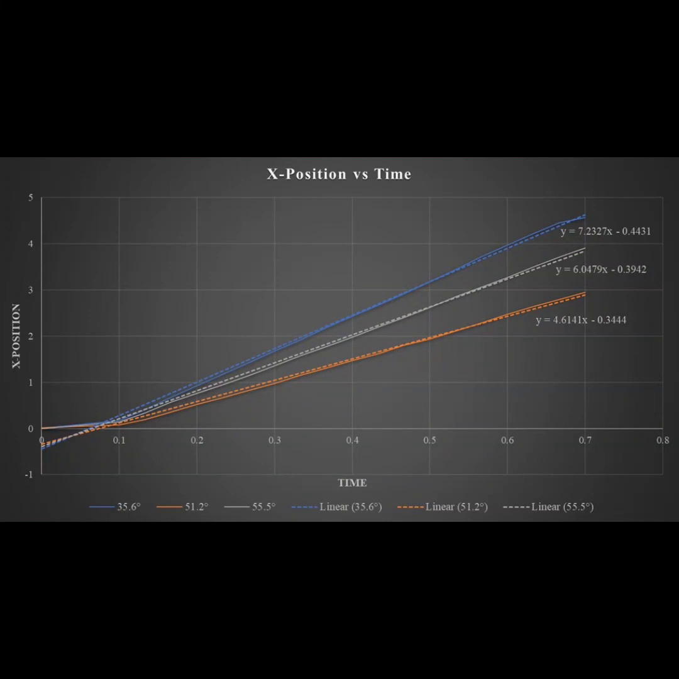Now there is the comparison of the x position versus time graph. The graph shows that time is directly proportional to displacement for each graph. Each graph increases linearly. We can see that the slope of the line is equal to the velocity of the object, which increases synchronously for each angle.